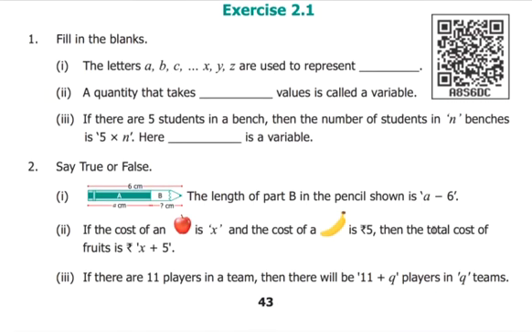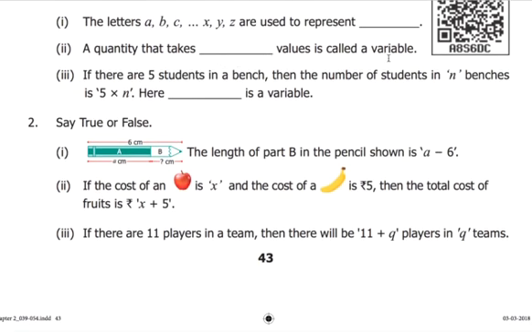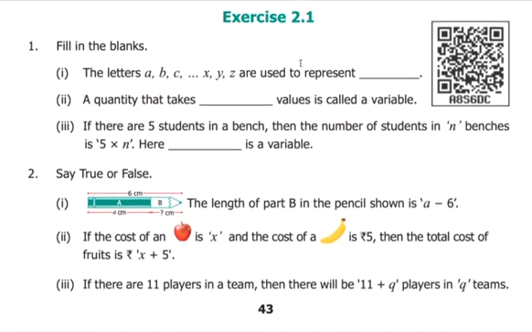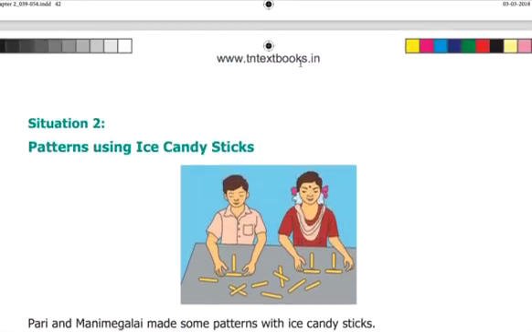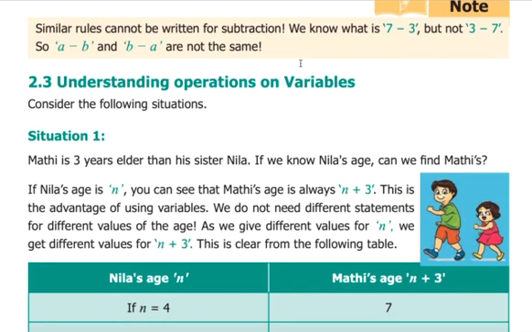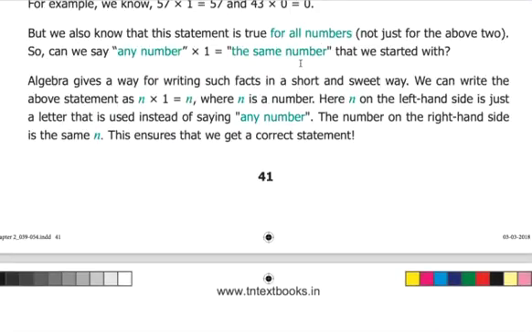Fill in the blanks. The letters A, B, C, X, Y, Z are used to represent numbers. A quantity that takes any value is called a variable. Any value, real value, variable definition. Where we started with variables.